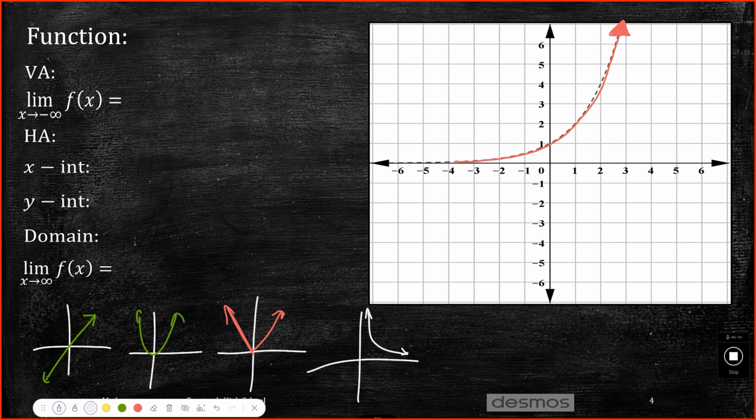Oh, I didn't change colors. What's the name of this function here? Reciprocal function, or you could also call it a rational function. It's the reciprocal function, rational function. So you really need to become familiar and know the names of these functions.